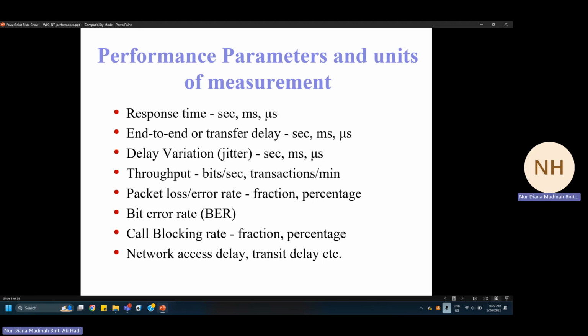Next is the packet loss or your error rates. We will use fraction or percentage. How many percent of the packets are being lost? Sorry, how many percent is the error rate? What will be the fraction value for the packet loss? Maybe 1 out of 5, 3 out of 5. That is considered as a fraction. Bar is your bit error rate. Call blocking rate, we will also use fraction and percentage. Besides all of this, we also have our network access delay, transit delay, and so on.